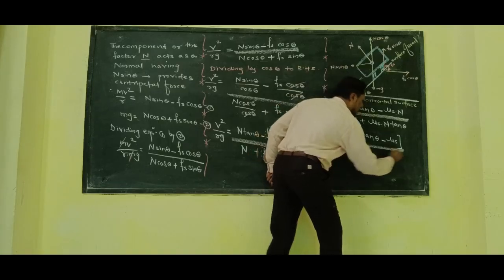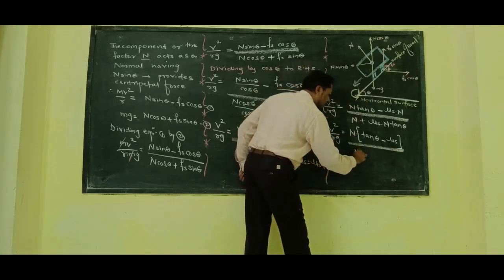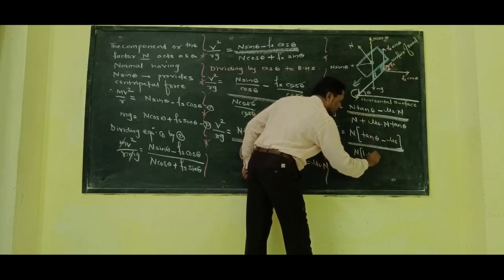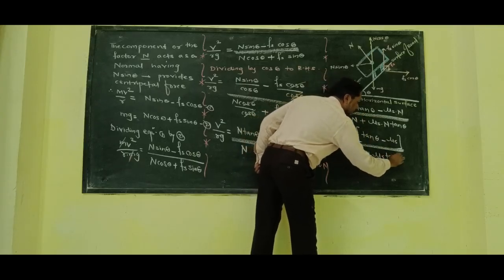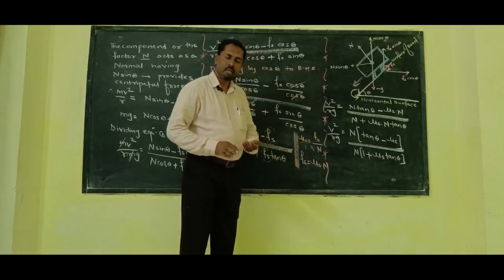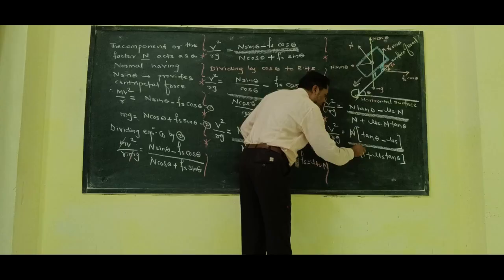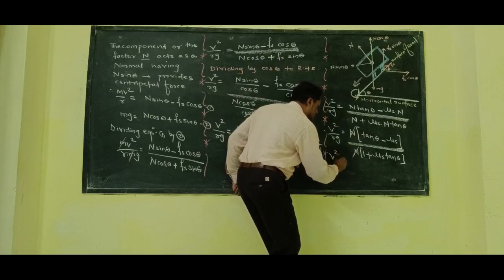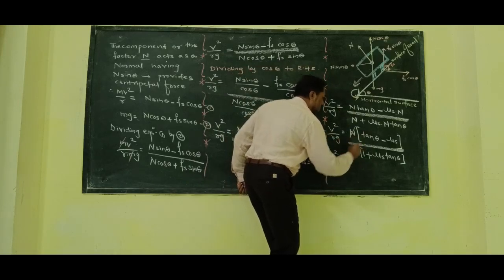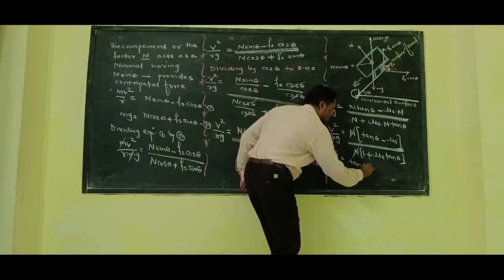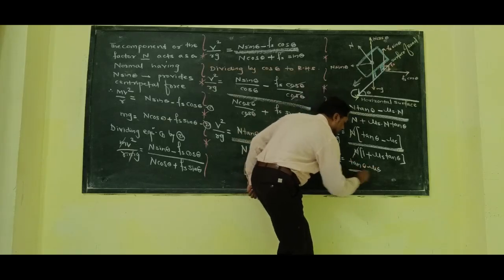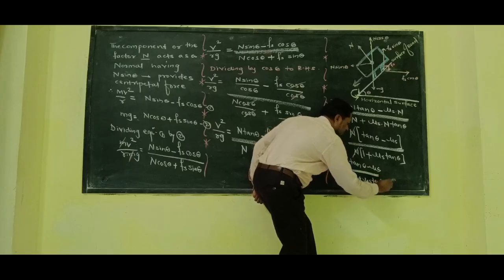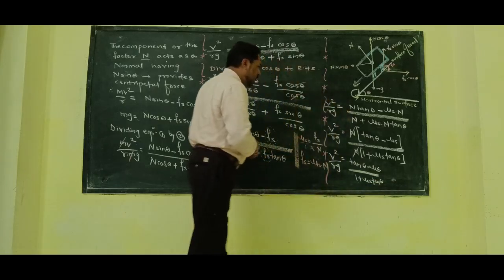Again, in the denominator the N factor is common. What remains there is 1 plus mu s tan theta. So this N factor gets cancelled. What we get finally is v square upon rg is equal to tan theta minus mu s divided by 1 plus mu s tan theta.